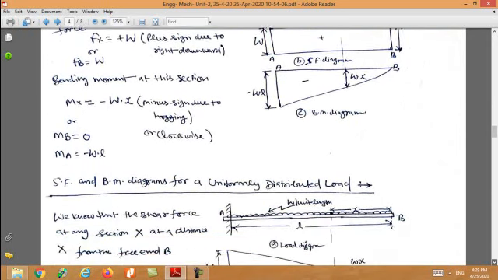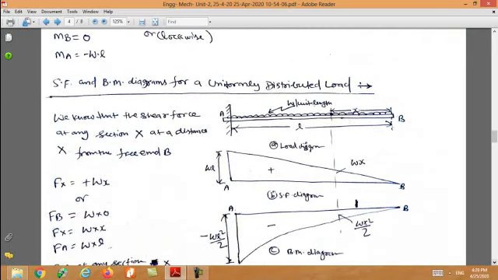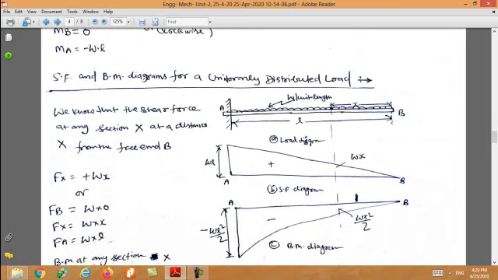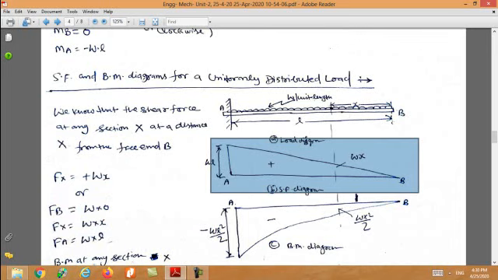Now comes the shear force and bending moment diagram for a UDL, uniformly distributed load. One end is free, the other is fixed, and a load of W Newton per meter length of the beam is acting. So the equation is W into x, and when x is 0, what is the value of Fb? It is 0. When x is L, what is the value of the shear force? W into L. So at B it is 0 and at A it is maximum, and it is positive.